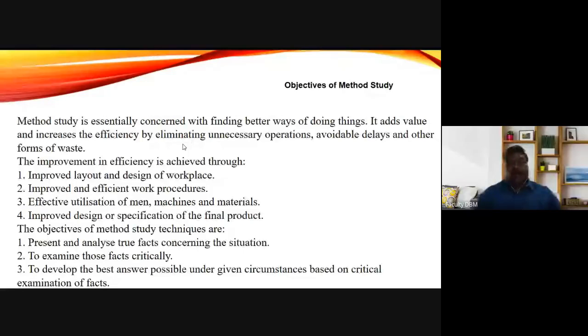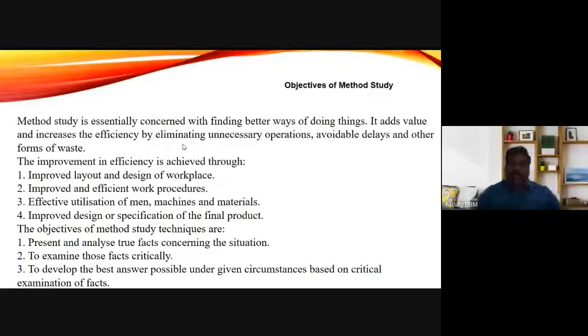Improve design and specification of the final product. The objectives of the method technique are to present and analyze true facts concerning the situation, to examine those facts critically, and to develop the best answer possible under the given circumstances based on critical examination of facts. So the objectives of the method study are the effective utilization and improvement of the work procedures and layout that they are going to see.